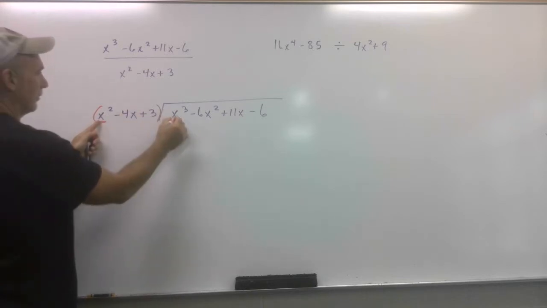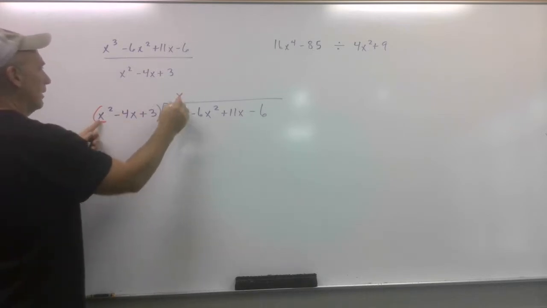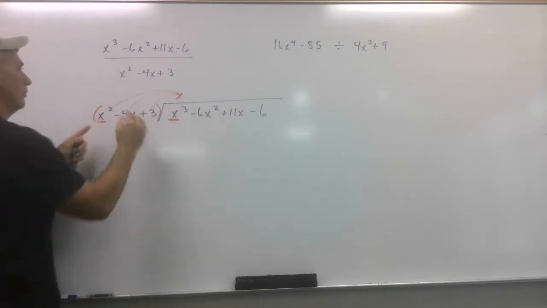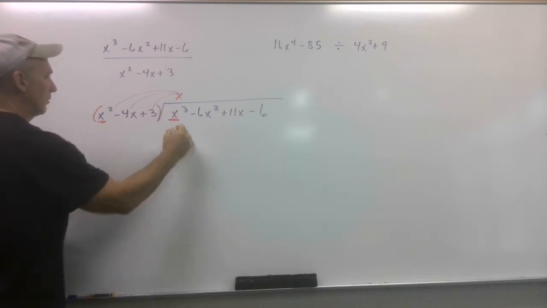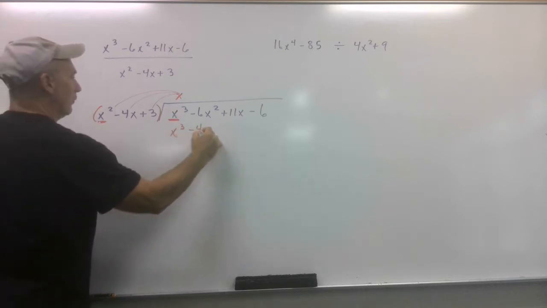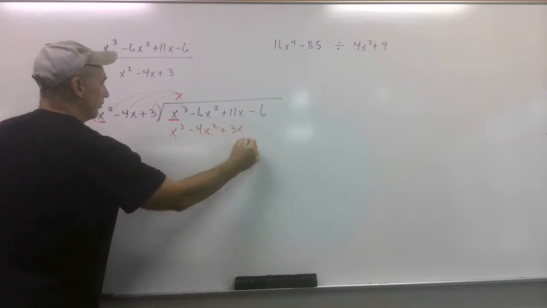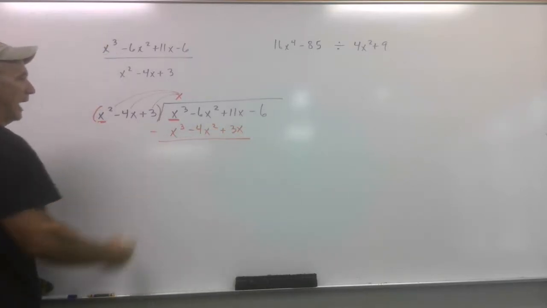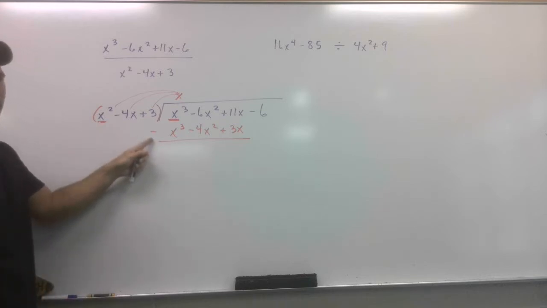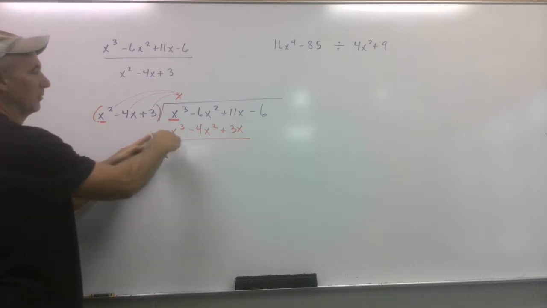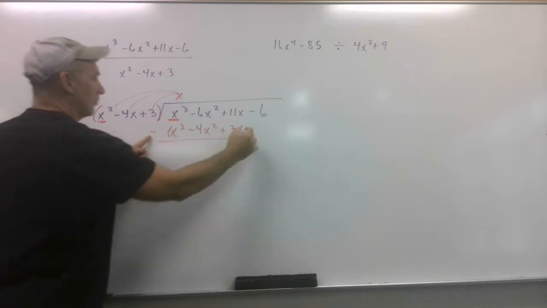What times x squared is x cubed? X. Now we distribute. So we get x cubed. We like that those match. Minus 4x squared plus 3x. Do not forget to subtract. If I just leave it like that, I'm probably going to get it wrong because I might just subtract this. I have to subtract all of it.